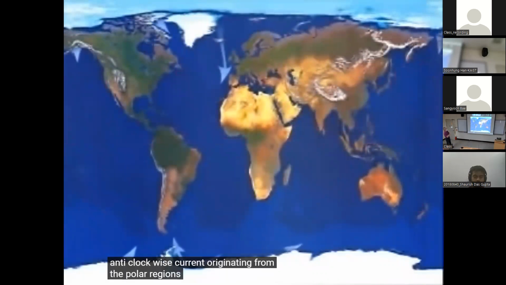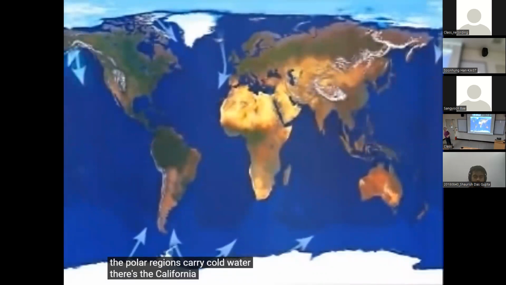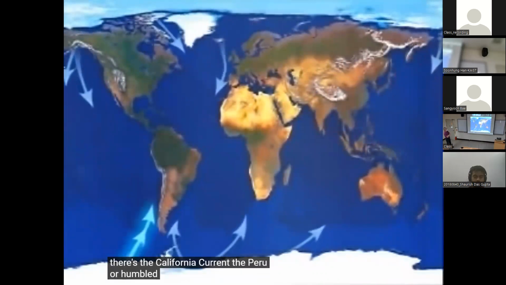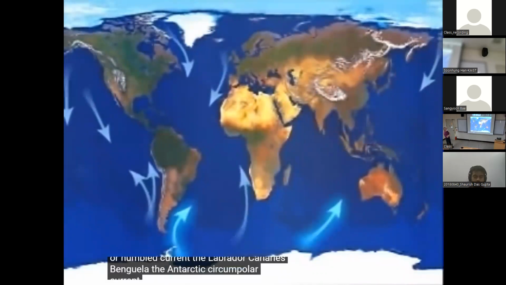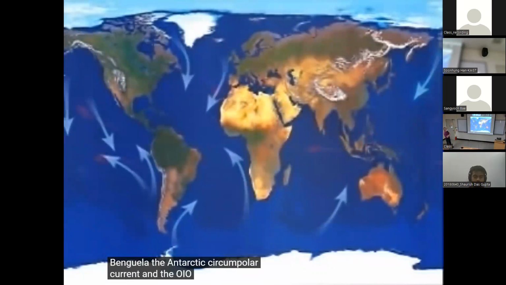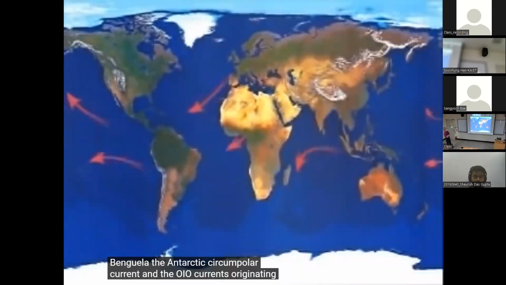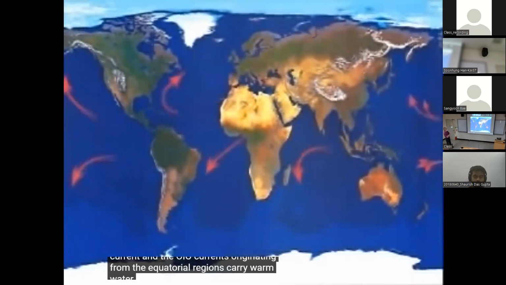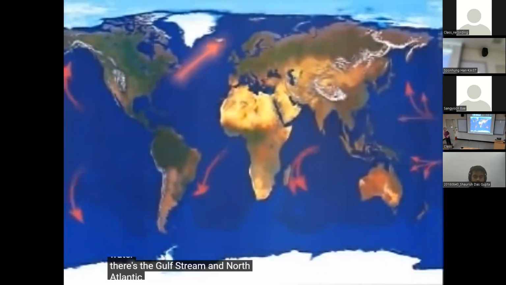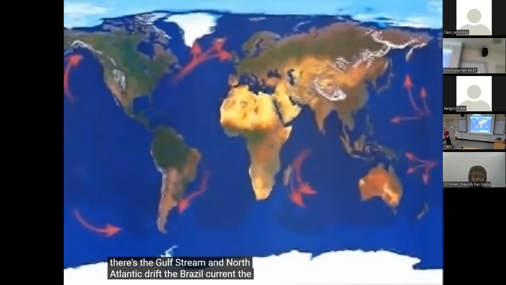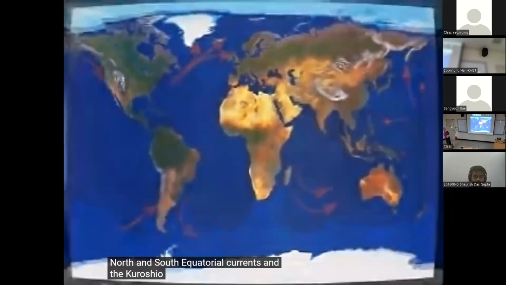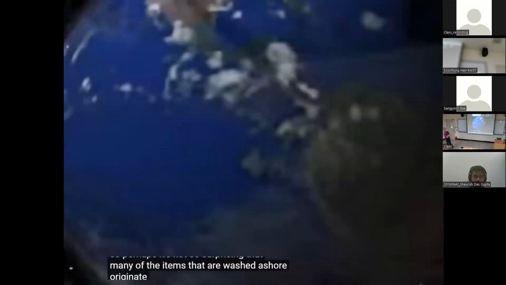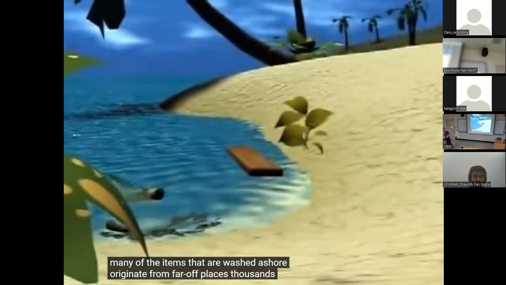Currents originating from the polar regions carry cold water. There's the California current, the Peru or Humboldt current, the Labrador, Canaries, Benguela, the Antarctic circumpolar currents, and the Oyashio. Currents originating from the equatorial regions carry warm water. There's the Gulf Stream and North Atlantic Drift, the Brazil Current, the North and South Equatorial Currents, and the Kuroshio. So perhaps it's not so surprising that many of the items that are washed ashore originate from far-off places, thousands of miles away.